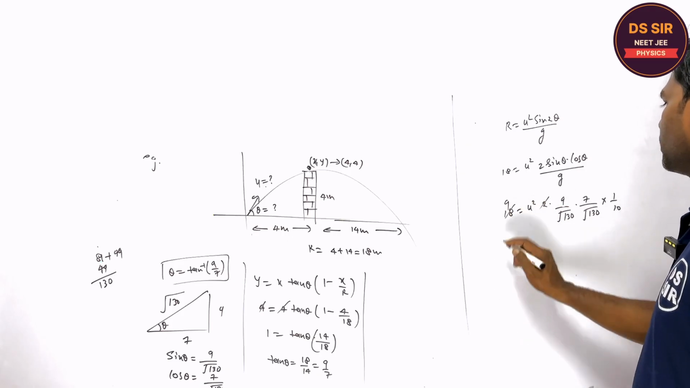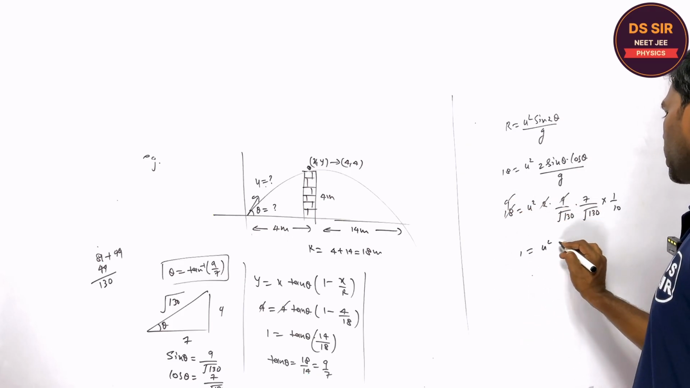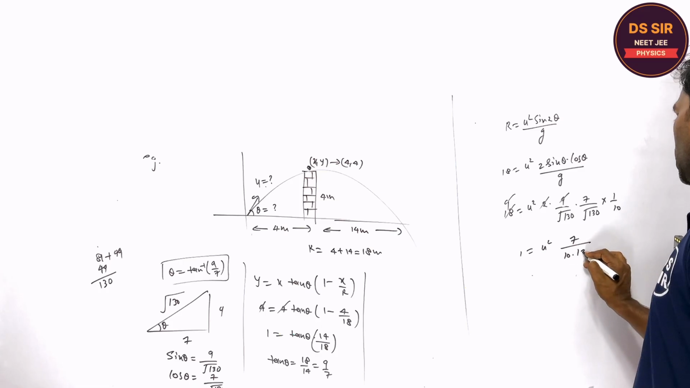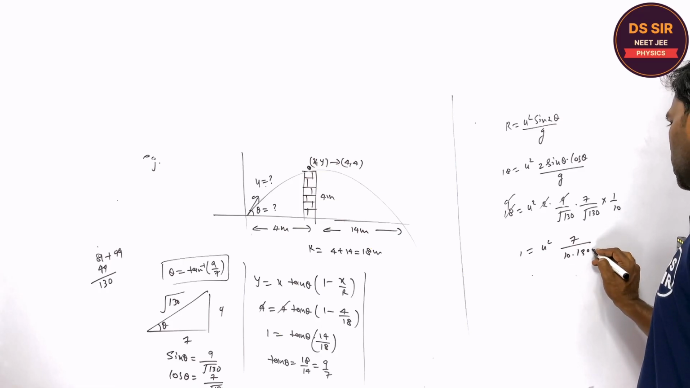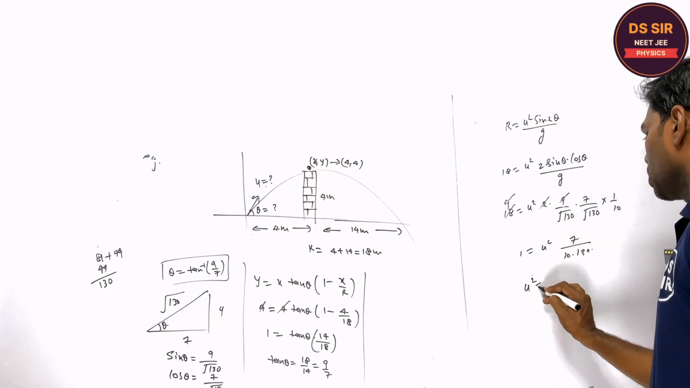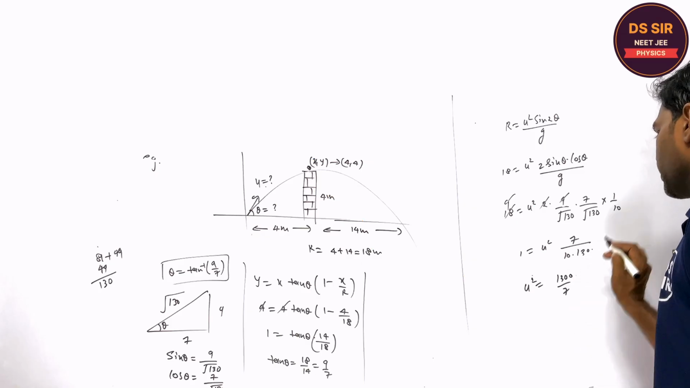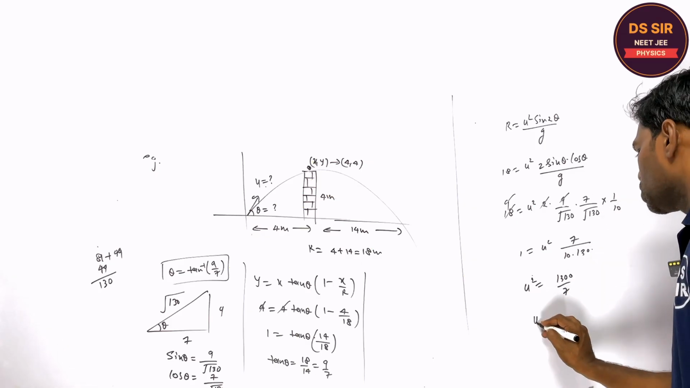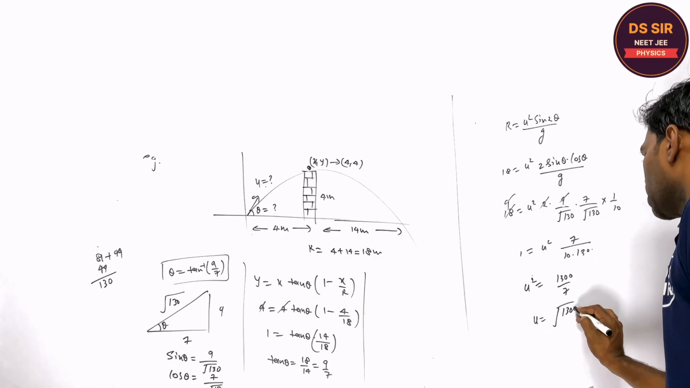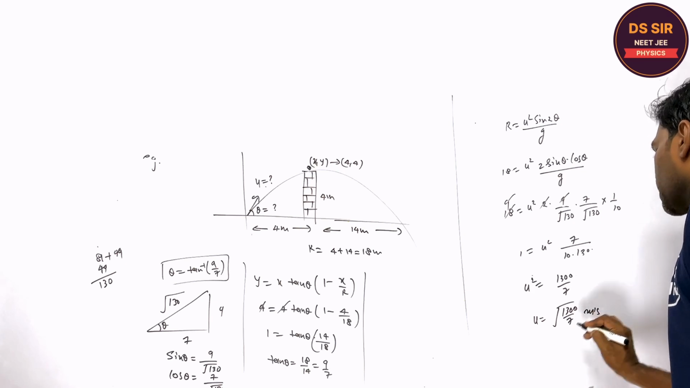18 is equal to u square. This is the 9, and the 9 will cancel out. U square is equal to 7 upon 10 into 130. Is it clear? So u is equal to root 1377 meter per second speed.